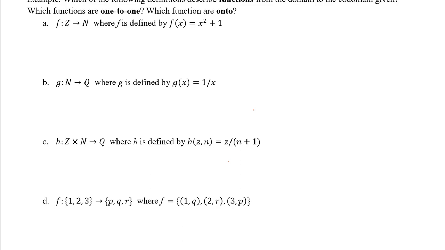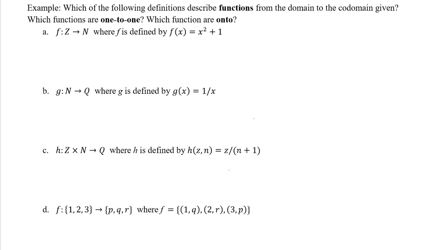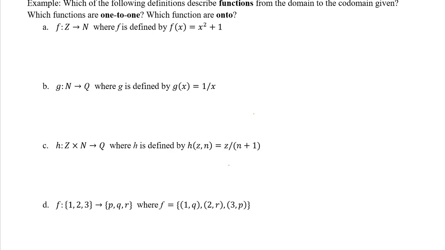Let's look at this example here. Which of the following definitions describe a function from the domain to the codomain? Let's look here, and which one is one-to-one and which one is onto. Look at this one, A. I go from the set of integers Z, like -2, -1, 0, 1, 2, and so on. There is more, just an example. And then my codomain here is N, or natural numbers. That means 0, 1, 2, 3.